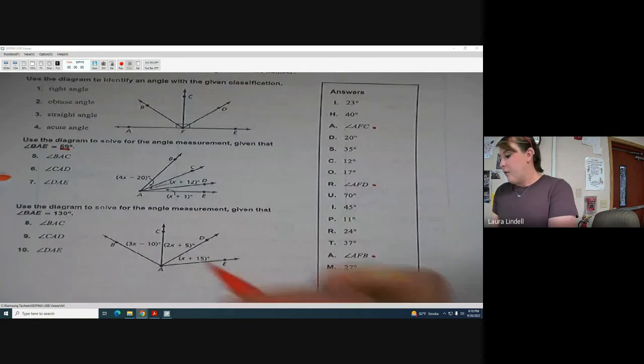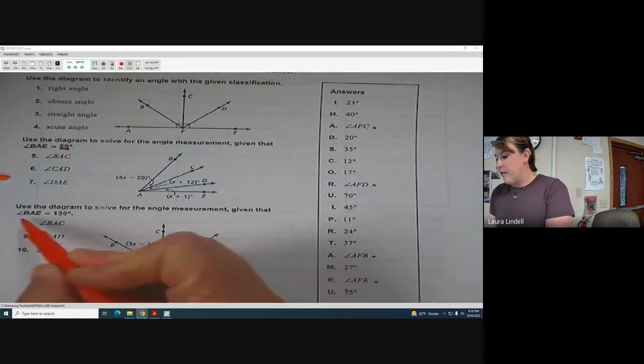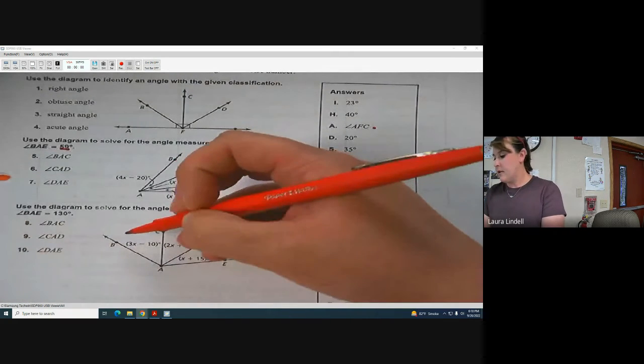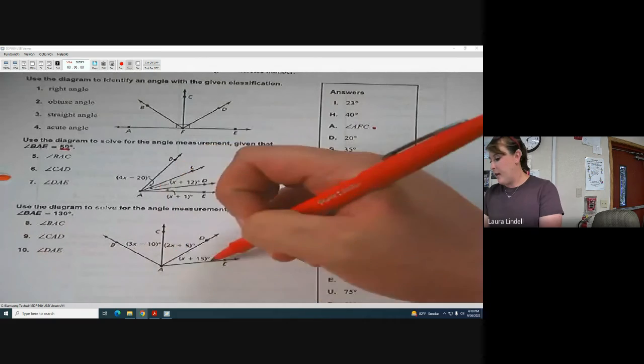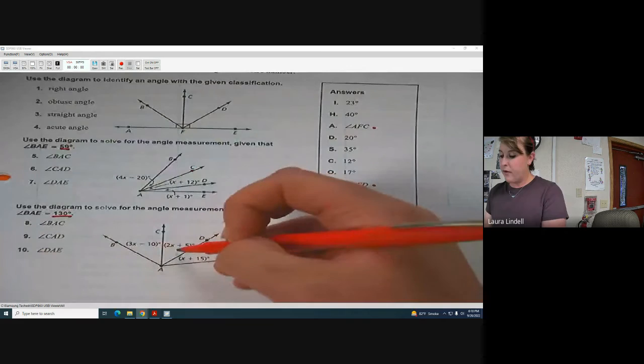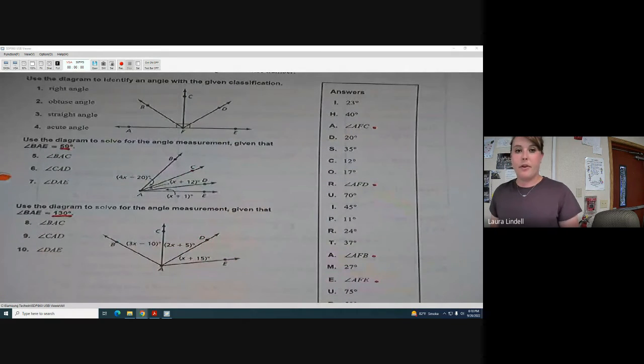Lastly, use the diagram to solve for the angle measure given that angle BAE is 130 degrees. So BAE, this time, this overall angle is 130 degrees. So now you know that all three of these add to 130. Anyways, that's kind of the approach that I would take for starting these.